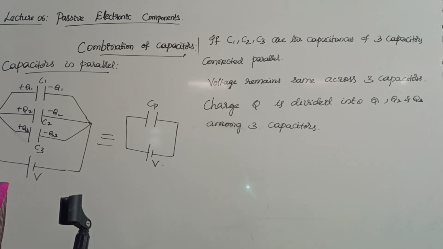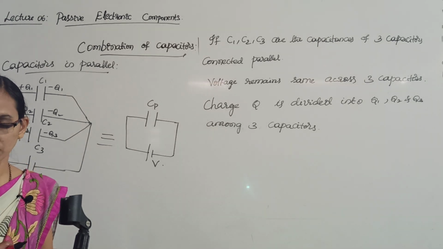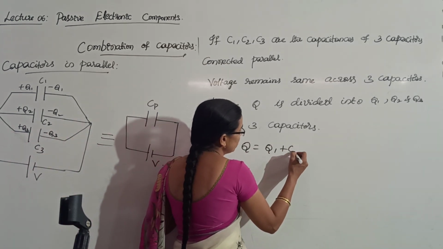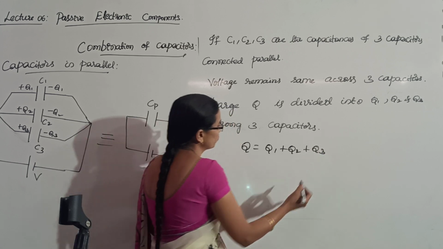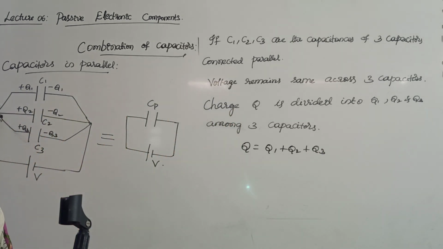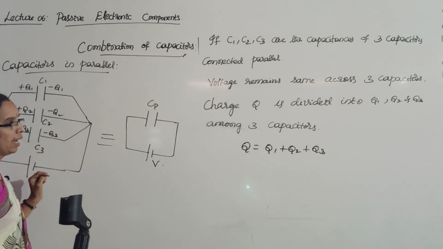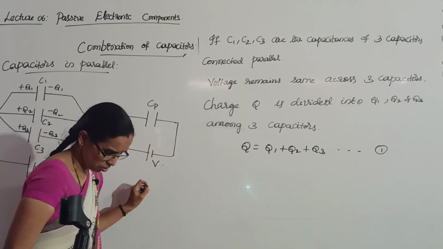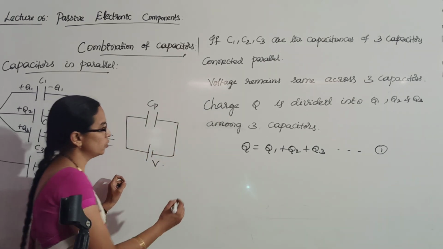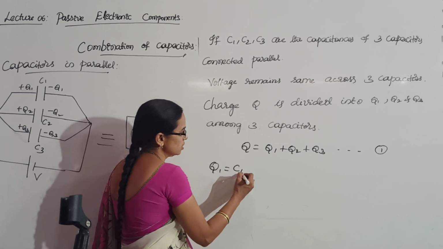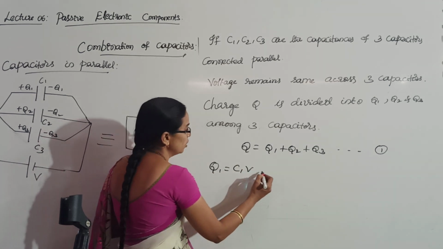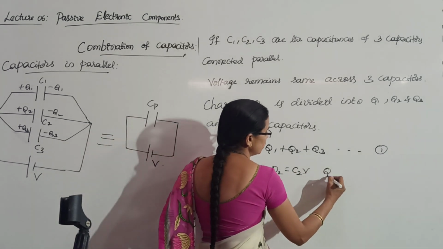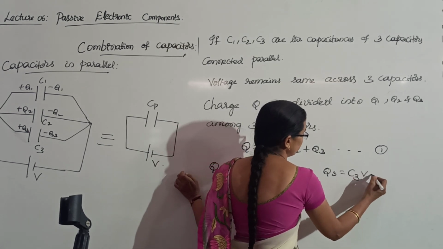The voltage remains the same because it's a parallel circuit. So Q is equal to Q1 plus Q2 plus Q3. Here the same total charge remains and is divided among the parallel paths Q1, Q2, Q3. Call this equation 1. So Q1 is equal to C1V because the voltage is the same, Q2 is equal to C2V and Q3 is equal to C3V.